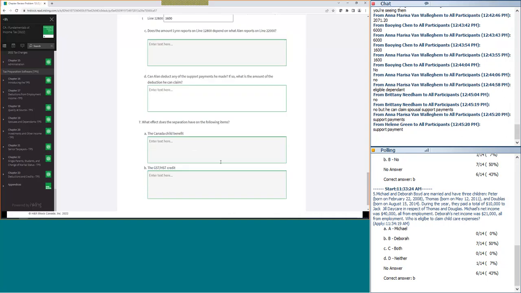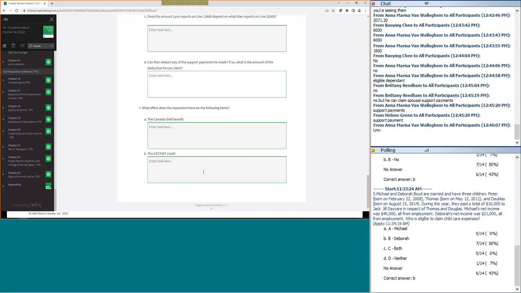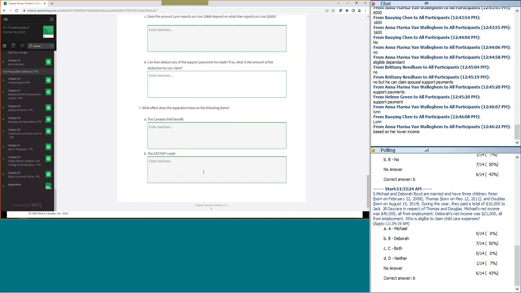All right, what effect does the separation have on Canada Child Benefit and GST? And I'm going to add in climate action incentive. In this case, we need to know who has custody. Who has custody in this case? If they file an RC66, what will the document say? Lynn. So because Lynn has custody and Alan does not have custody, Lynn will get the Canada Child Benefit. Lynn will get the GST. The children will be on her GST credit and the children will be on her climate action incentive. And Alan will just have a claim for himself.